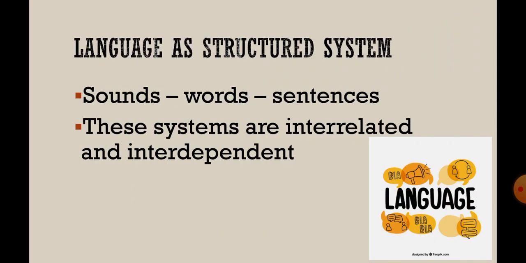Language as a structured system. Language emerges through the combination of sounds. Sounds are combined in a particular systematic order to make meaningful units called words. Words are put together in a certain manner to form meaningful utterances called sentences. Language is thus organized at the level of sound and structure in a systematic manner.